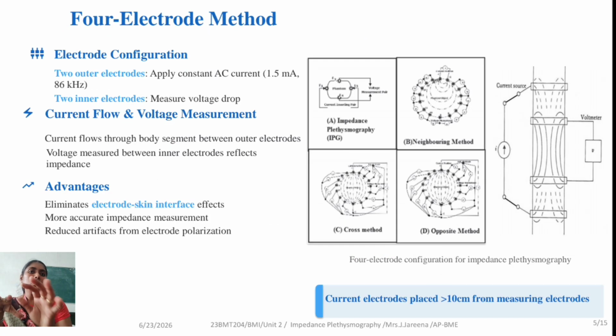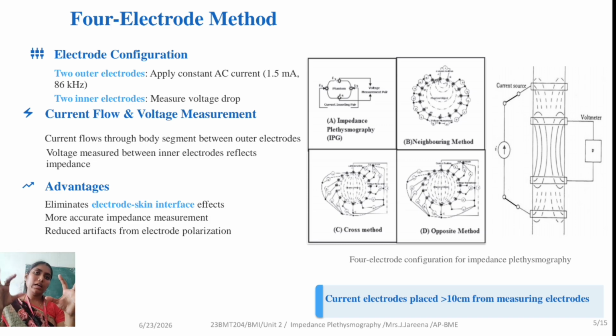Okay, so now we move on to the methods. Here we are using a 4 electrode method. Out of these, 2 electrodes we are going to use as outer electrodes, through which we apply some AC current. And the second pair is the 2 inner electrodes, by means of which we are going to measure the voltage drop.